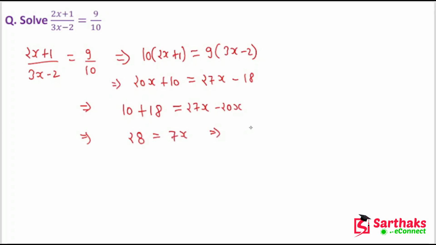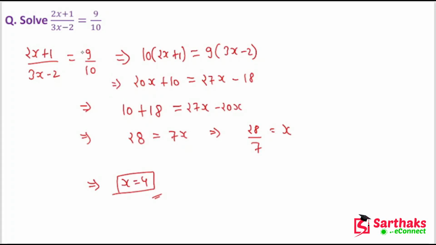Dividing both sides by 7, we get 28 upon 7 is equal to x, which will simply give us x is equal to 4. And this is how we can solve the linear equation. Actually, this equation was not linear, it was reducible to linear. So first we cross multiply, and then we have reduced it to a linear equation, and then we know how to solve them. So x equals 4 is the solution of the given equation.